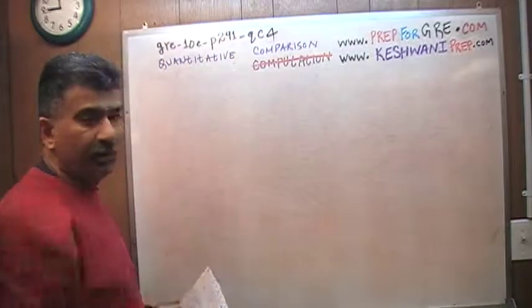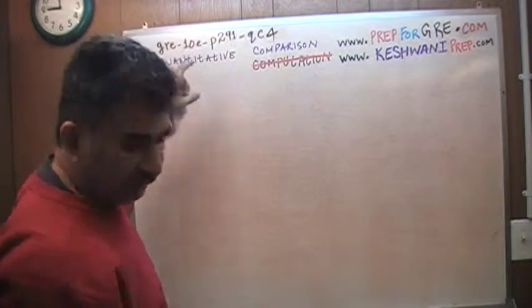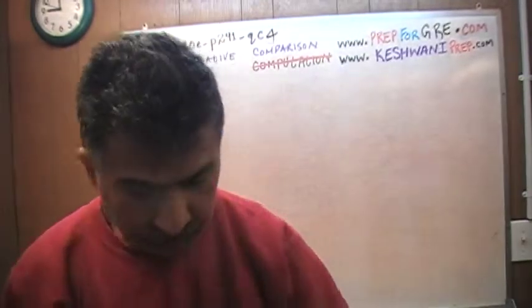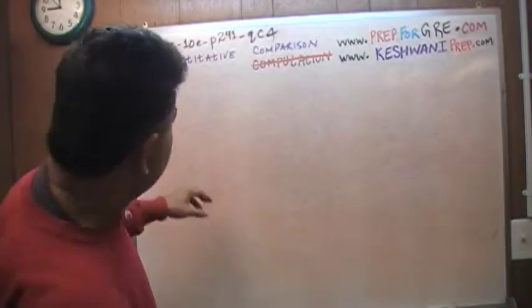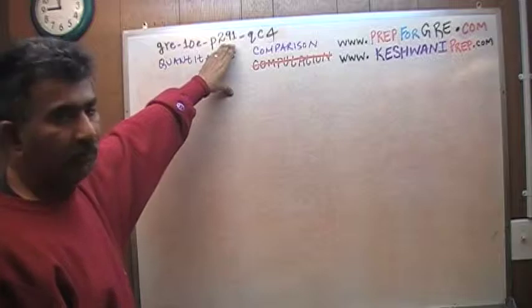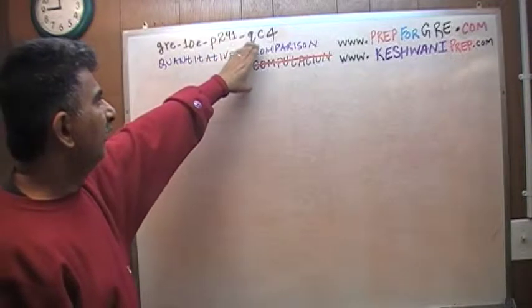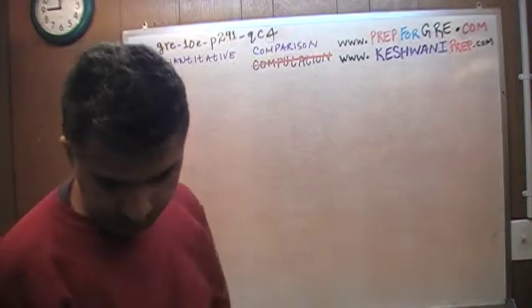This is the tag that you want to use if you're ever looking for a particular problem. Just type in GRE-10E, 10E for the 10th edition of the book. Then the page number, 291, whatever page number you're looking for, dash, and then QC for quantitative comparison question, and the question number. That's it. Number 4.